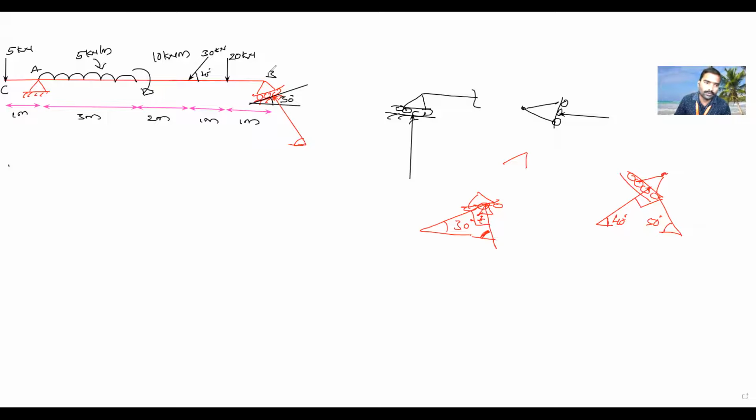Yes. Now support B is at an angle of 30 degree. This is making an angle of 30 degree. Then the reaction is making an angle of how much?